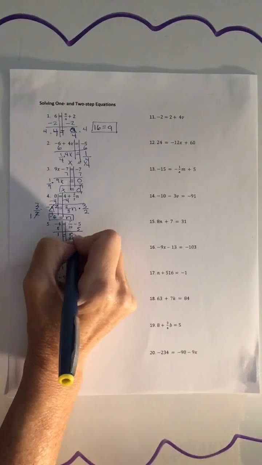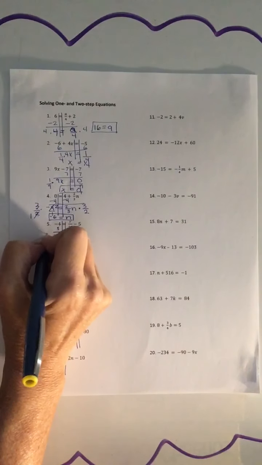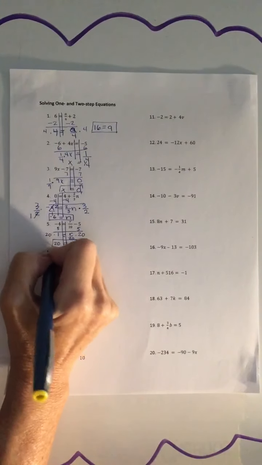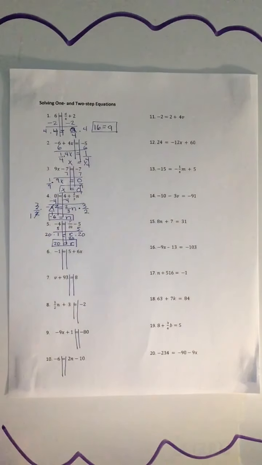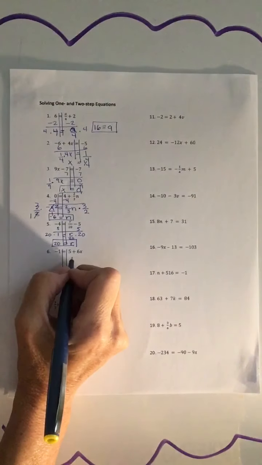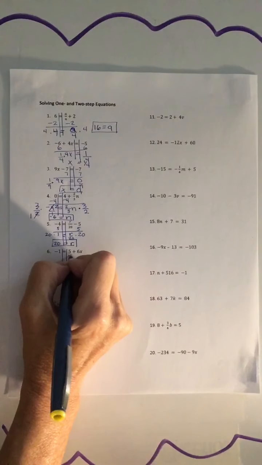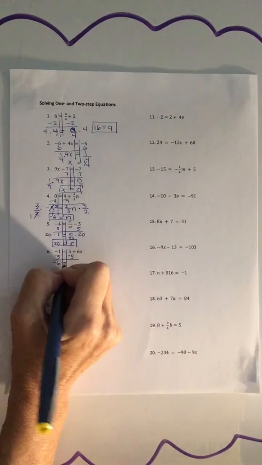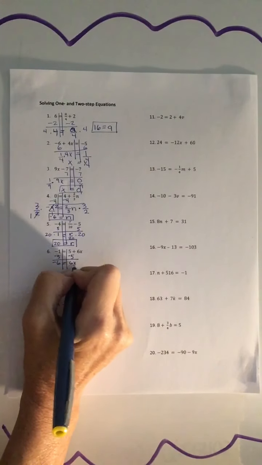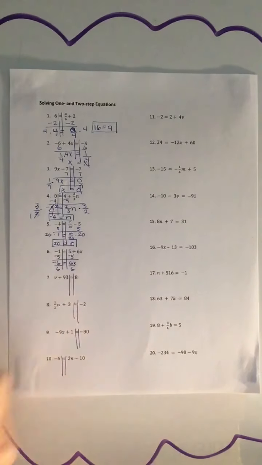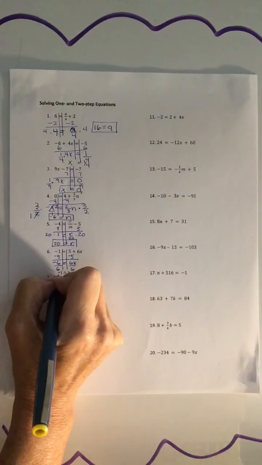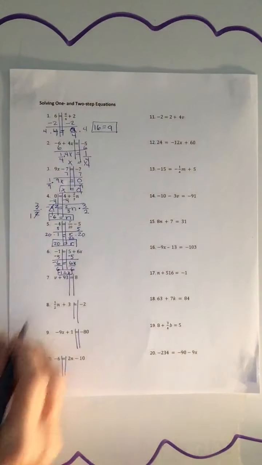Add 5 to both sides, and we will end up with 1 equals r over 20. The opposite of dividing by 20 is multiplying by 20, so that will give us 20 equals r. Subtract 5 from both sides. This will leave us with -6 equals 6x. Divide both sides by 6 or multiply by 1/6, and that simply leaves us with -1 equals x.